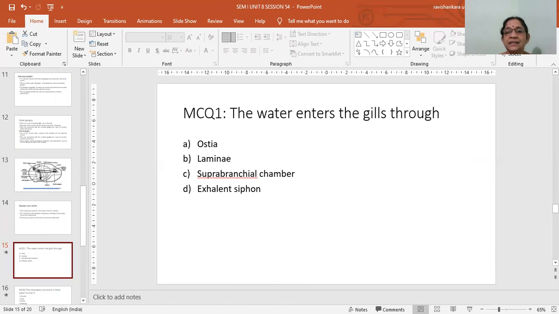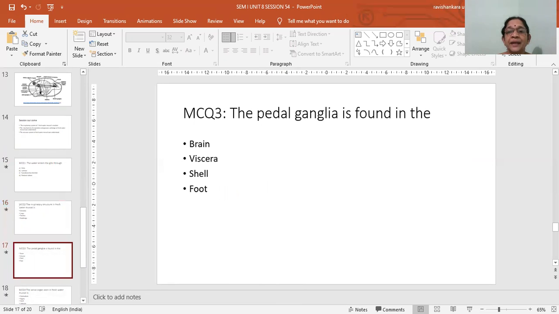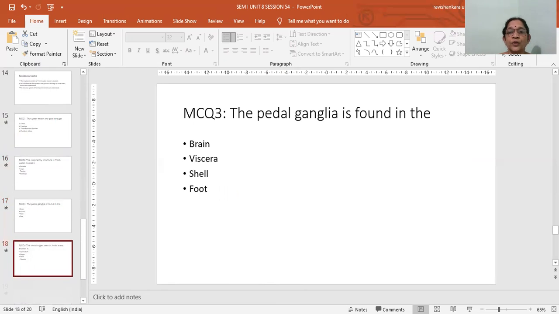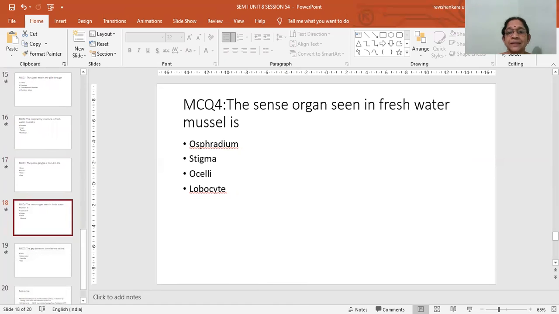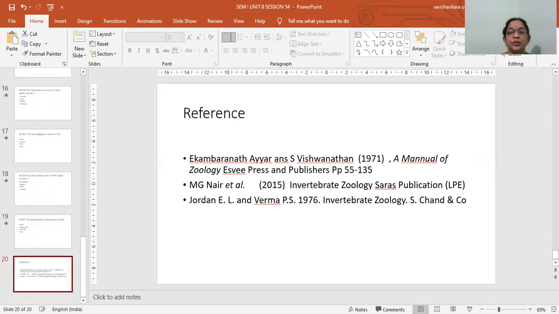The water enters the gill through the ostia, and the respiratory structure in freshwater mussel is ctenidia. The pedal ganglia is found in the foot of the freshwater mussel. The sense organ seen in freshwater mussel is osphradium. The gaps between lamellae are known as water tubes.